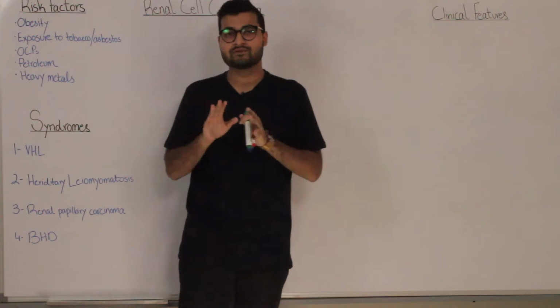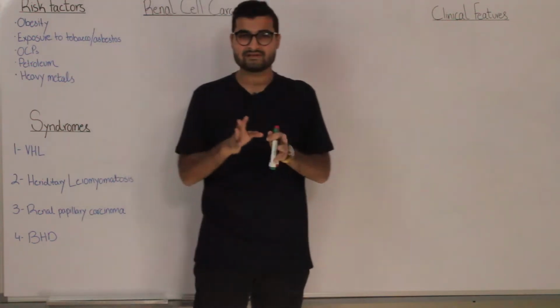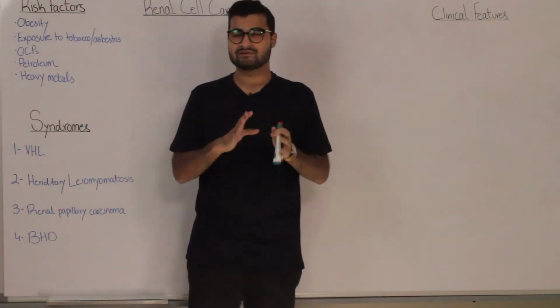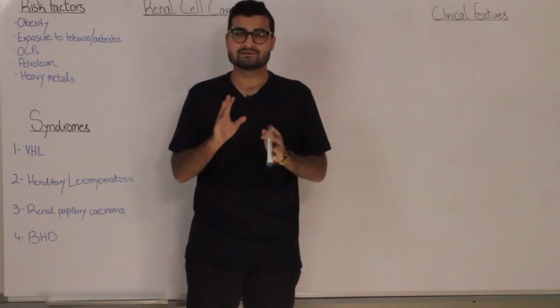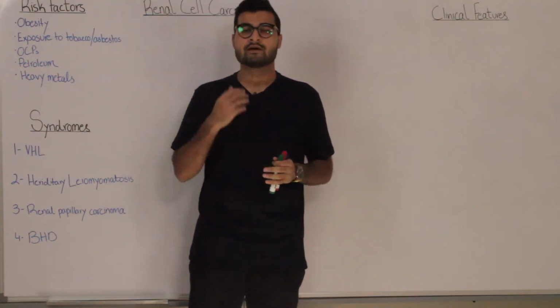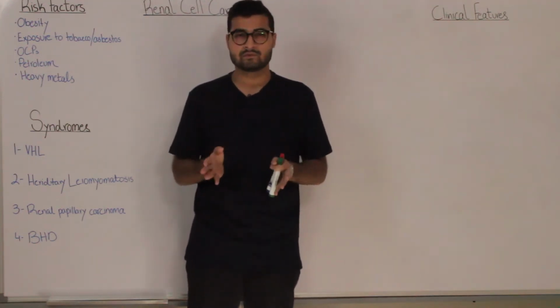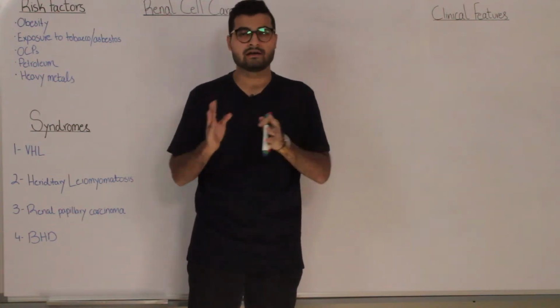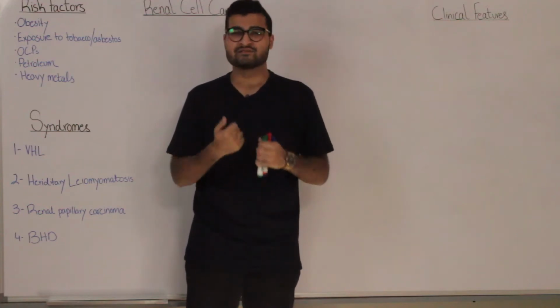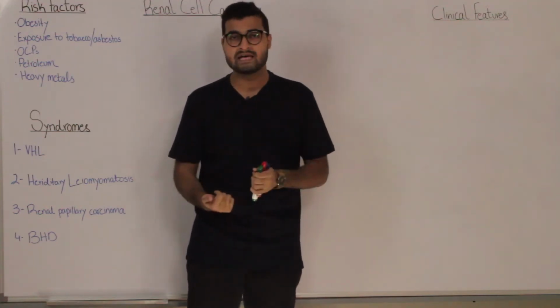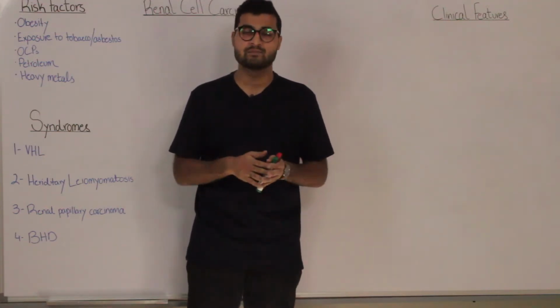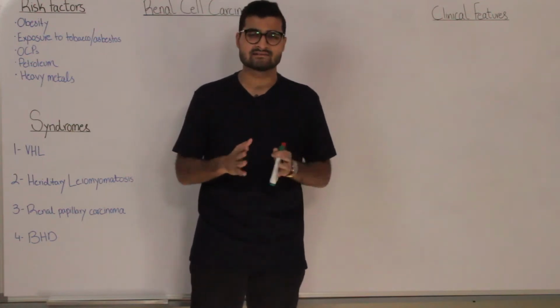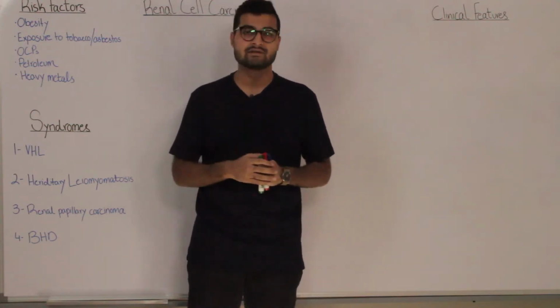So starting off with the risk factors, we're not going to waste much time on them because the risk factors are pretty much vague and you just need to know them on your tips. The few risk factors that you need to know for renal cell carcinoma are obesity, people who are exposed to tobacco such as smokers, people who smoke a pipe, asbestos exposure, people who work in mines, etc. can have renal cell carcinoma.